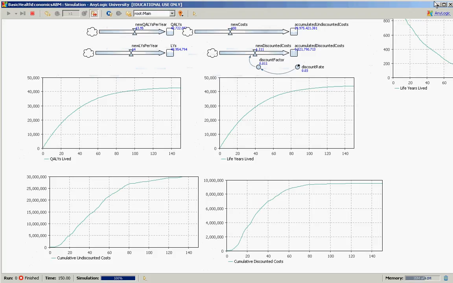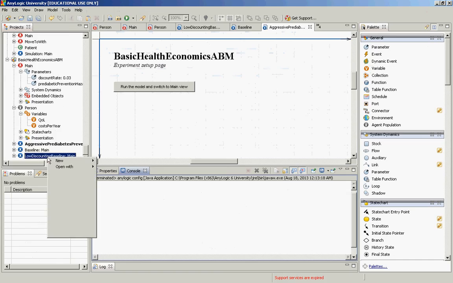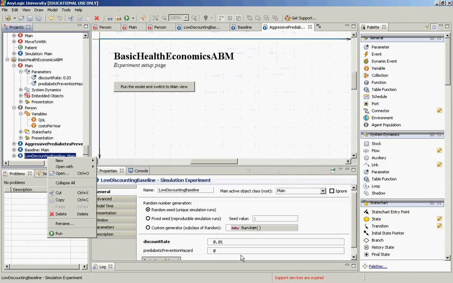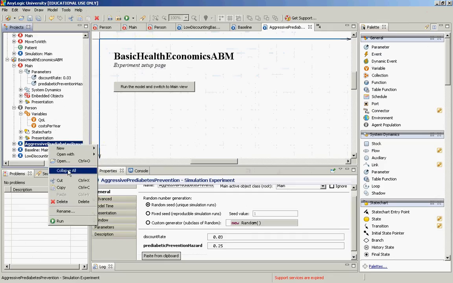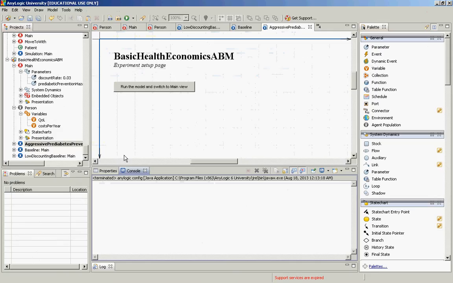Okay, now let's go to the low discounting baseline. The salient, the aggressive prediabetes prevention. Here we have the same discount rate as in the baseline, but we have a prediabetes prevention initiative. So let's go run that, and let's go see what results there.